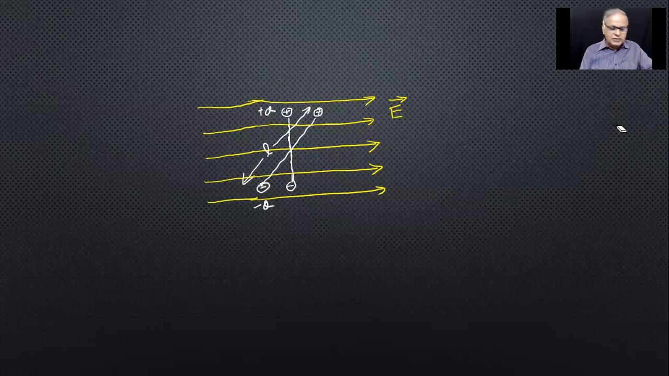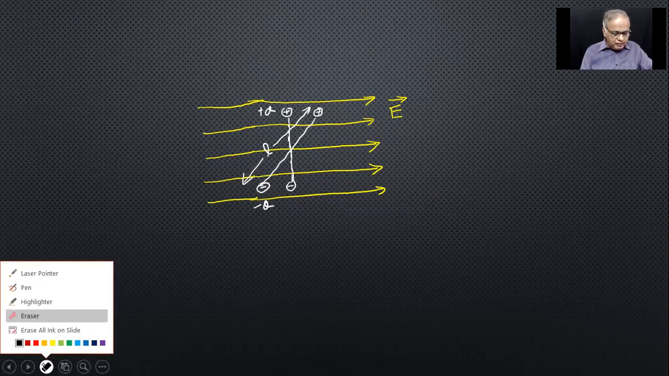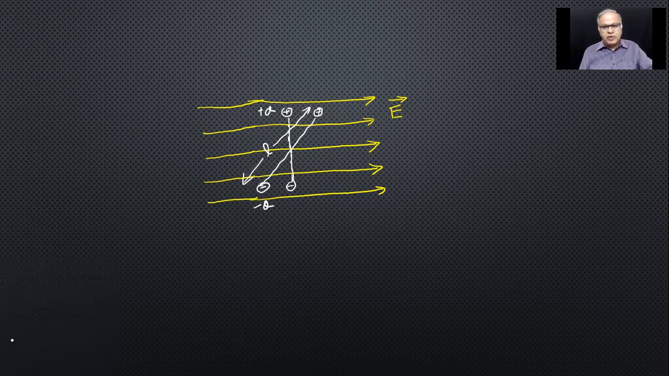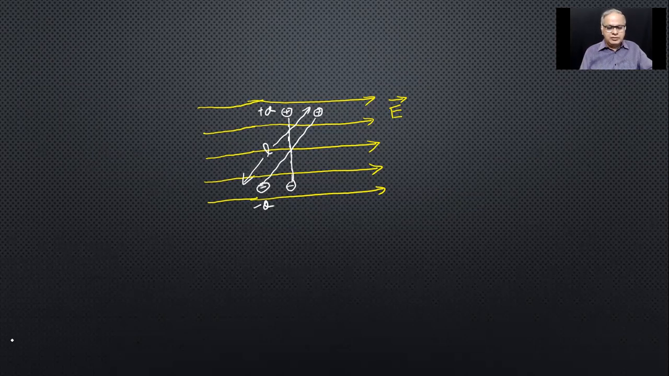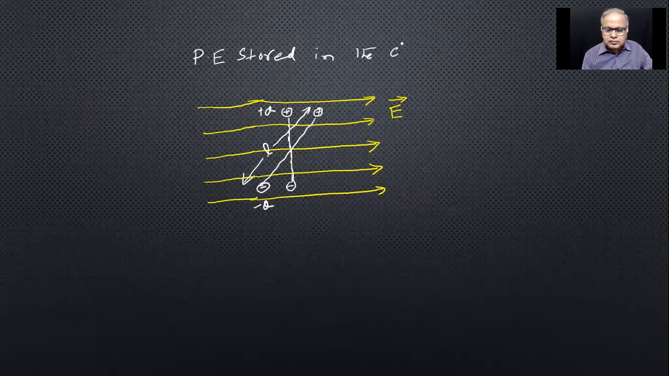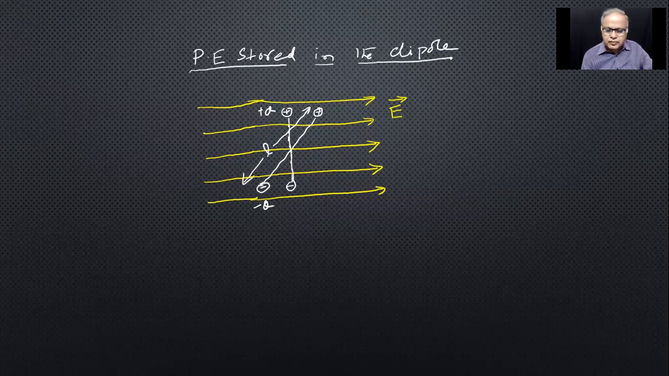Now, why did I draw this figure again? Remember, it is half done. Whatever we did yesterday is not over yet. When a dipole turns like this, work will be done. The electric field being an electrostatic field, potential energy will be stored. So here, the potential energy stored in the dipole as a result of the torque acting on it.